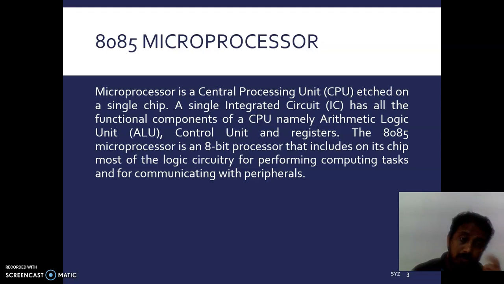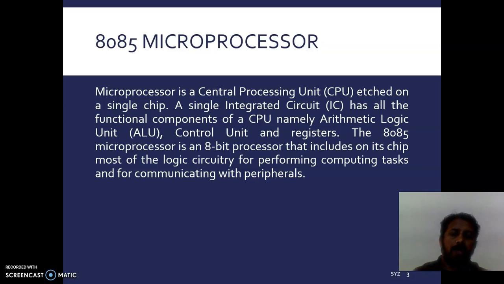Coming to the definition, the 8085 microprocessor is a central processing unit on a single chip, an integrated IC. It has the functional units; I told you it has an ALU, control unit, and registers. Now the 8085 is an 8-bit microprocessor. As I discussed in the previous video, microprocessors are classified depending on size, so the 8085 belongs to the family of 8-bit microprocessors.